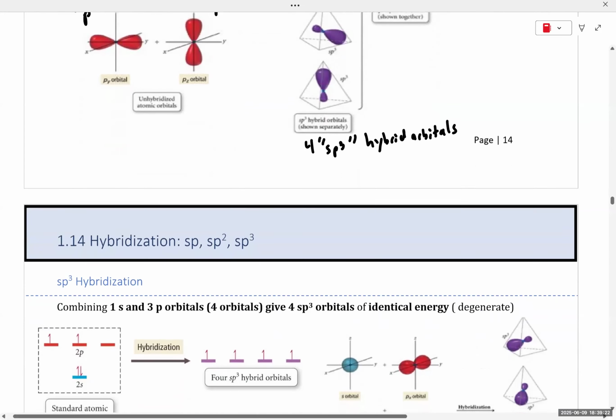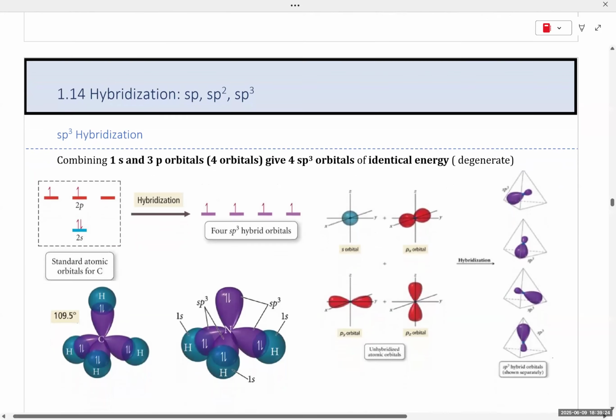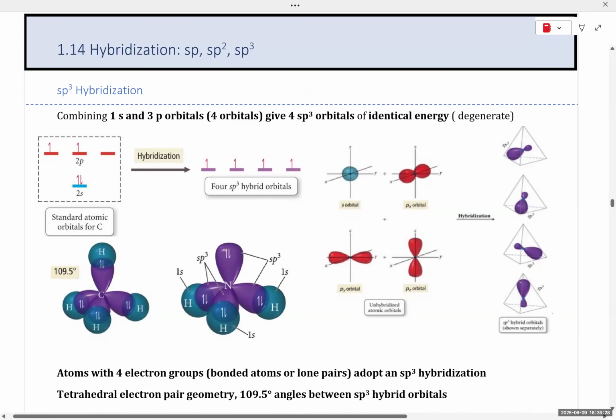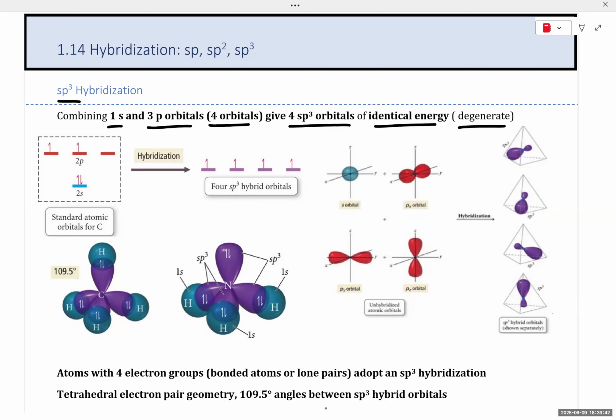Okay, let's talk about the different types of hybridization, and let's talk about the impact in terms of overall geometry. So the sp3 hybridization occurs when you combine a 1s and three p orbitals, four orbitals in total, to yield four sp3 hybrid orbitals of identical energy. We call these orbitals degenerate.